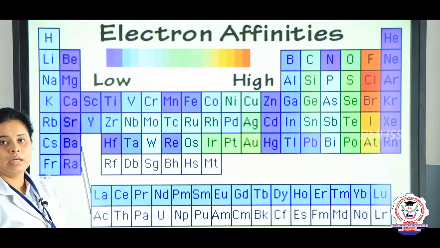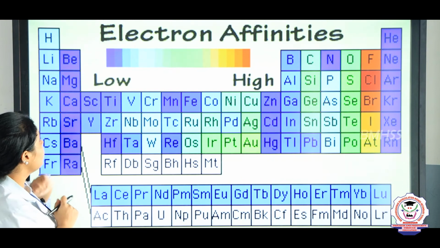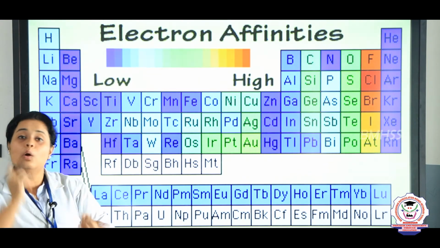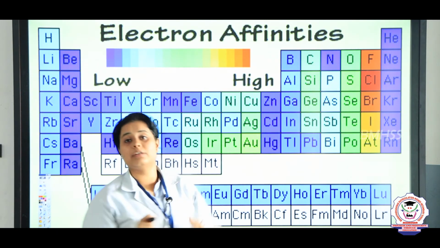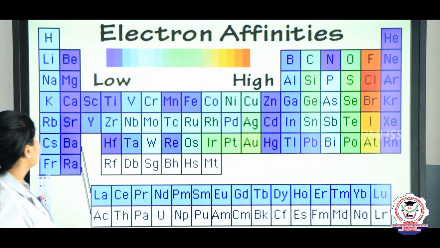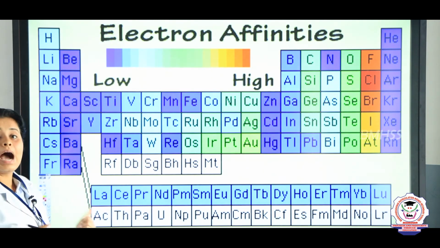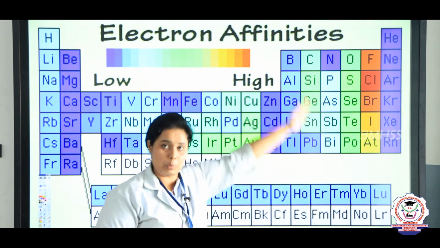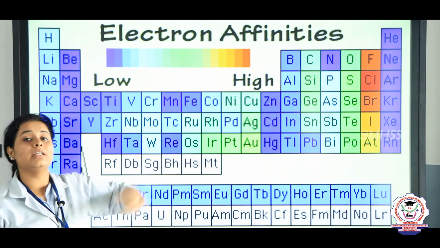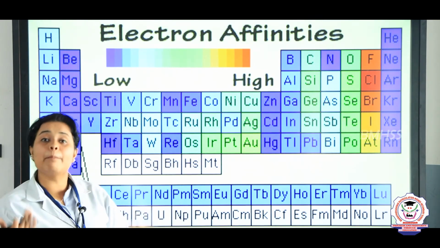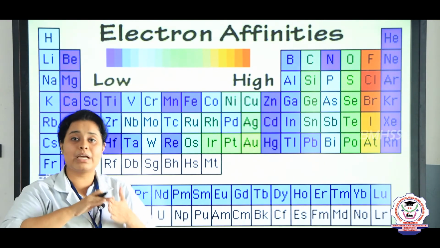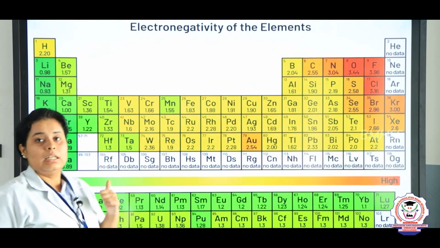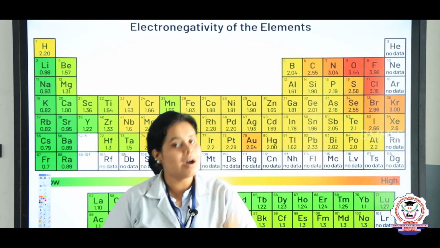Now let's see the color combination. So children, here there is a bar. The blue part denotes low electron affinity and the red part shows high electron affinity. You can see that this group has very low electron affinity, and same way, if you compare with the fluorine group or halogen group, you will see that the electron affinity is very high, because it needs one electron to become a noble gas, right? Yes.